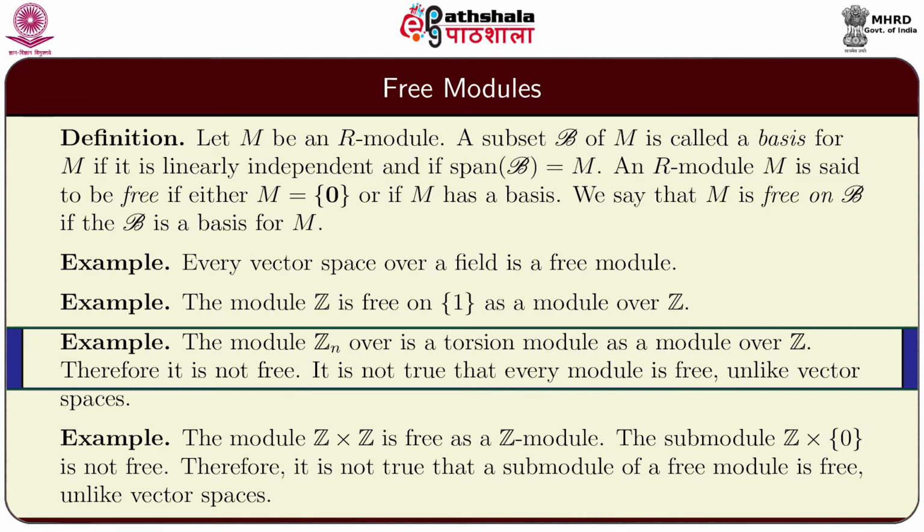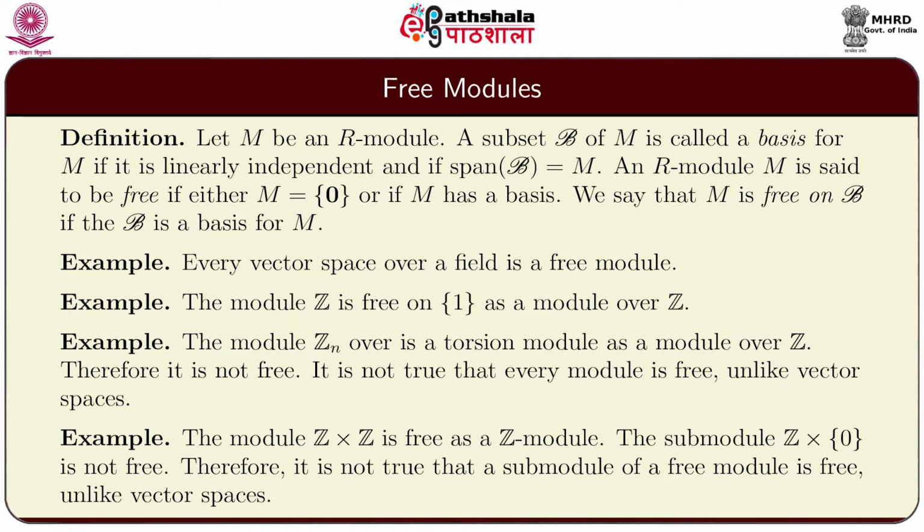Example, the module Zn over Z is a torsion module and therefore it cannot be free, because we cannot have a linearly independent subset, and it is not true therefore that every module is free, unlike vector spaces. Example, the module Z cross Z is free as a Z module.